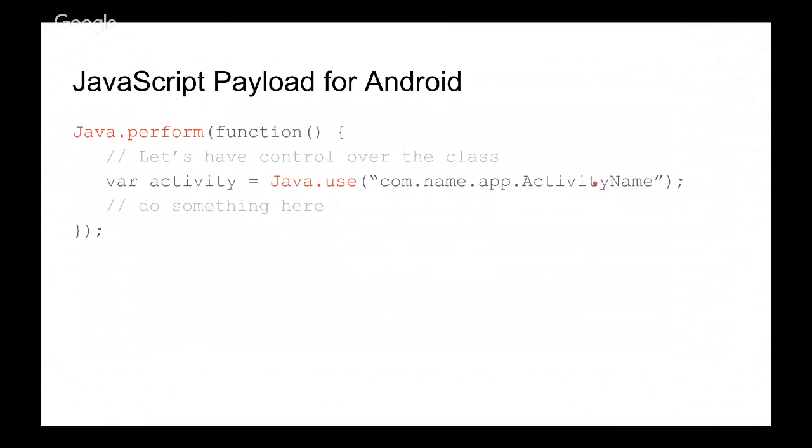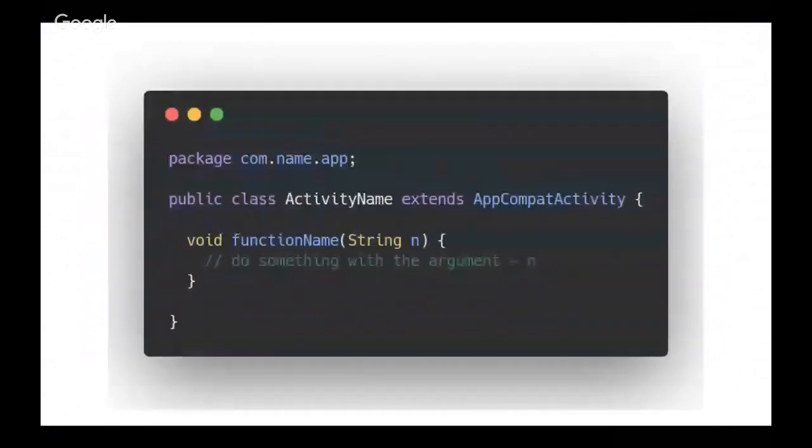Now, say for example, we want a function's name to be redefined. How do we do that? Say we have a function inside the app, inside the package name with the same class name, and now we have the method name called function name, which takes a single argument, which is a string. How do we do that?